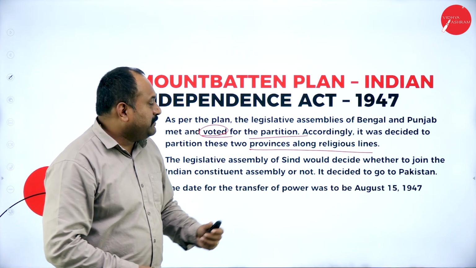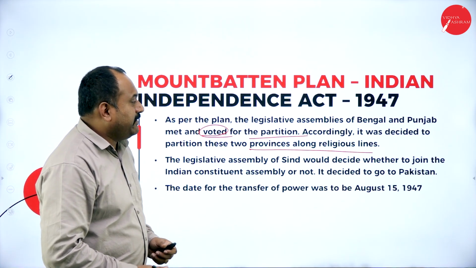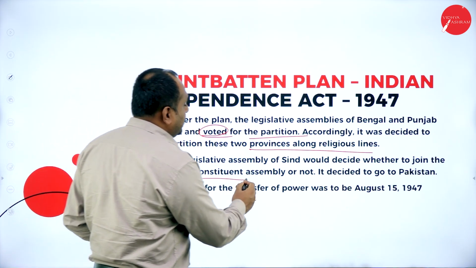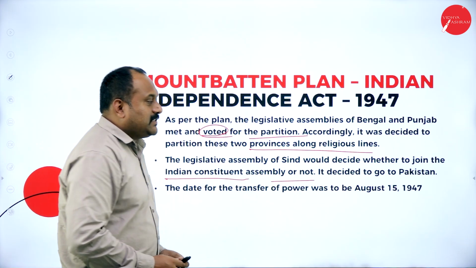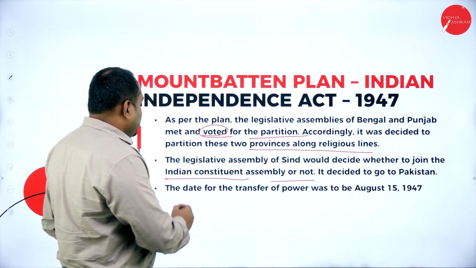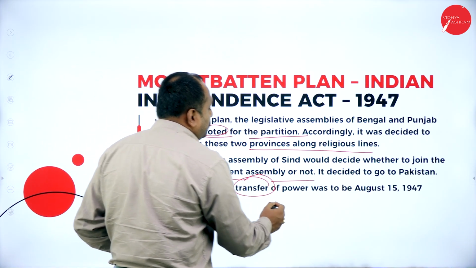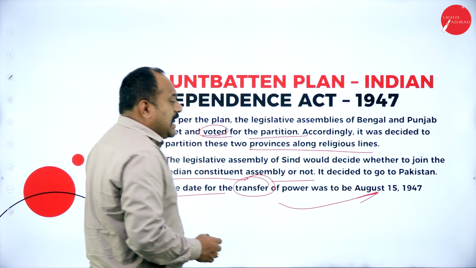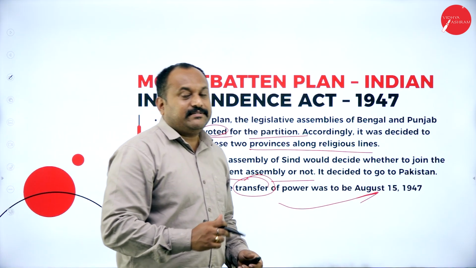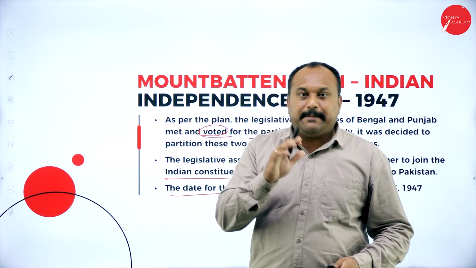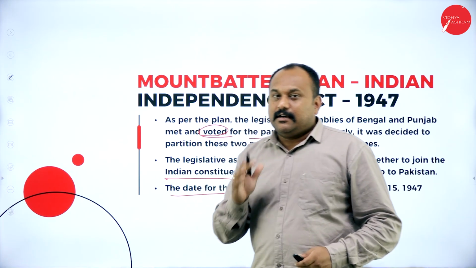The Legislative Assembly of Sindh would decide whether to join the Indian Constituent Assembly or not. It decided to go to Pakistan. The date for the transfer of power was to be August 15th of 1947. Then and there itself, the transfer should happen. That is what Muhammad Ali Jinnah asked.